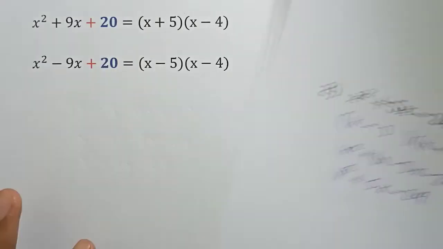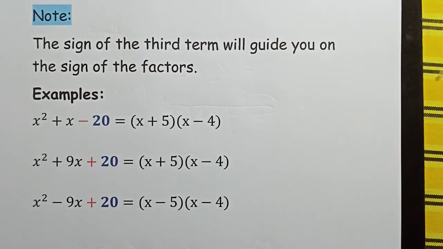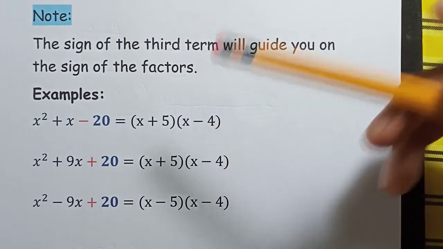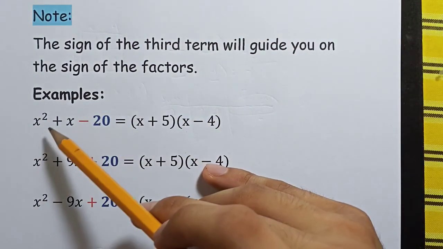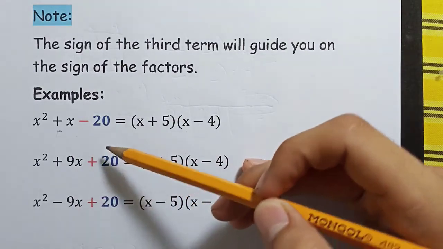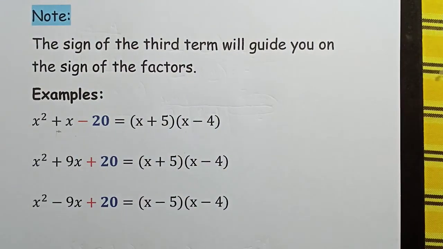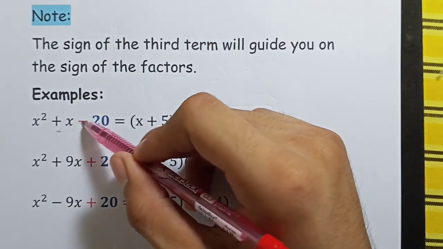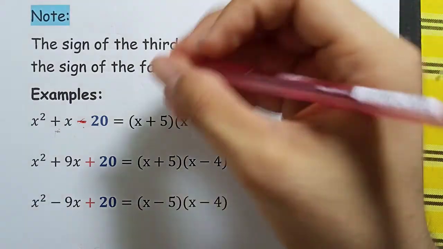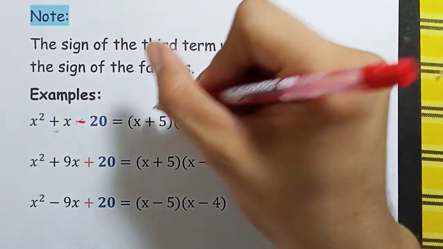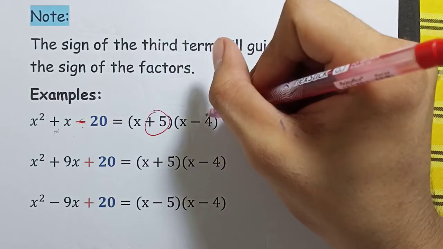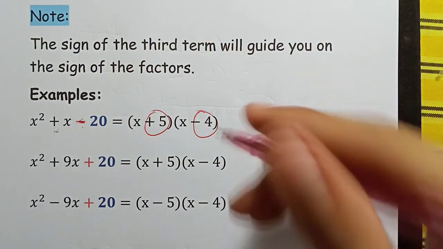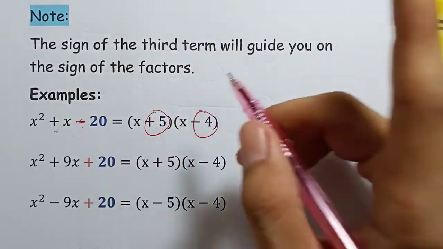So, note, the sign of the third term will guide you on the sign of the factors. Example, we have x squared plus x minus 12. So, kapag nakakita ka ng ganito, addition and subtraction yung nasa third term niya, ang magiging sagot mo dito is isang positive na integer at isang negative na integer, kasi positive times negative is negative. So, ganun. Isang positive, isang negative.